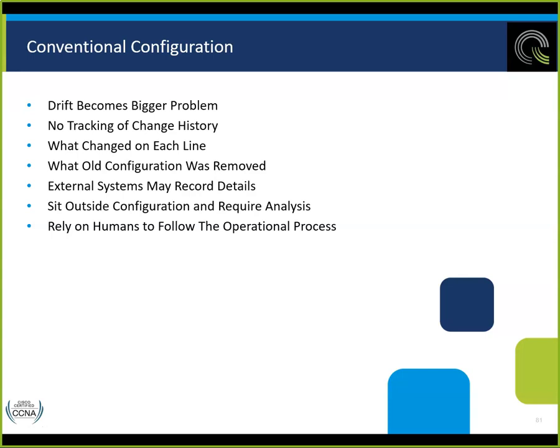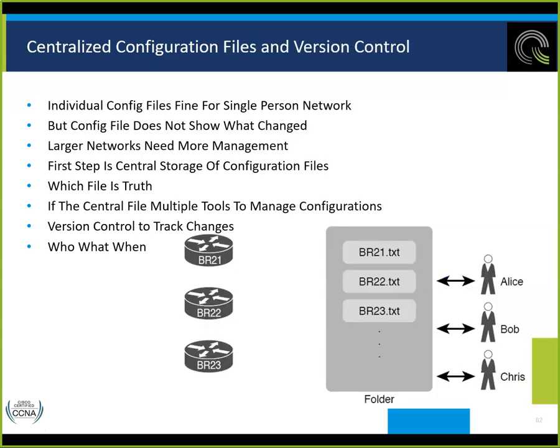External systems, we may be able to record the data, but they sit outside the configuration and require analysis. And we're going to rely on humans to follow up on the operational process. And in our case, the humans did part of the follow-up, but they didn't do a complete job. So what we're going to have here is the centralized configuration file and version control. We have Alice and Bob going to make these changes, but the config file does not show what was changed.